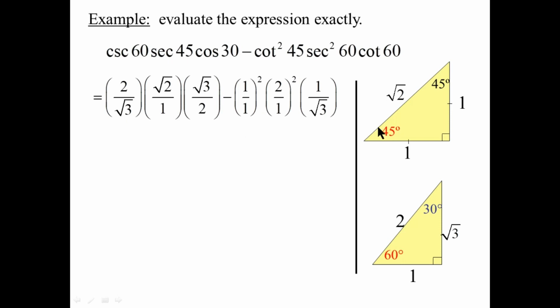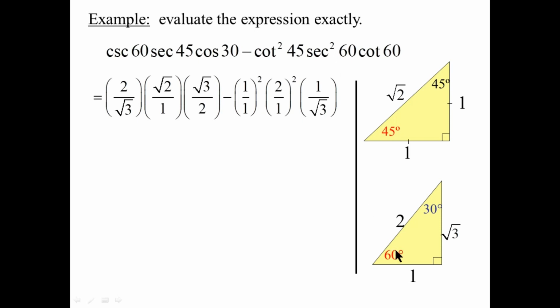The secant 45, which is a cosine upside down, so it won't be 1 over root 2, it will be root 2 over 1. Cos of 30, referencing 30, cosine adjacent over hypotenuse, so root 3 over 2. Subtract cotangent squared 45, referencing 45. Cotangent is a tangent upside down, so it won't be this one over this one, it will be the reciprocal of that, which is the same. It's still 1 over 1. Squared.